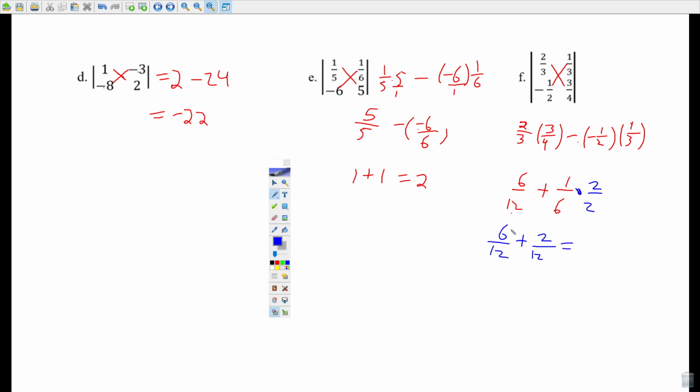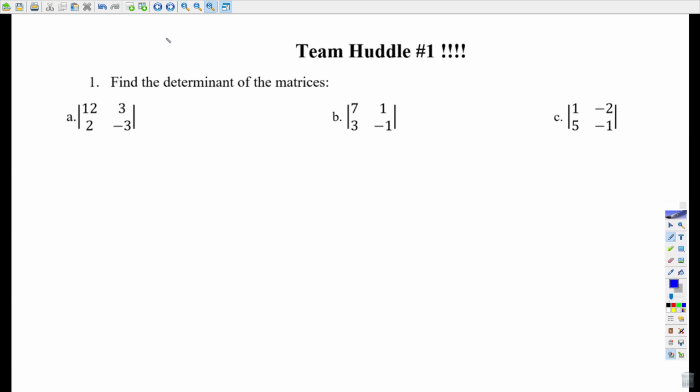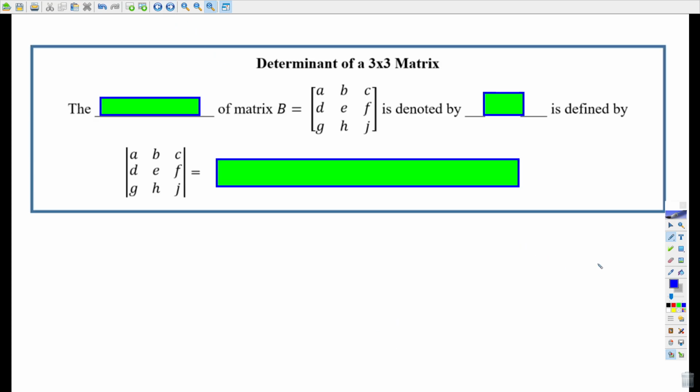The way you add fractions is you do the top two, add them, get 8, keep the bottom the same. So 8 over 12, that can also be reduced to 2/3. And that would be your determinant. So there is a problem that you can do, just doing the determinant of a 2 by 2. Then we're going to move on to a 3 by 3, which is a little bit harder.